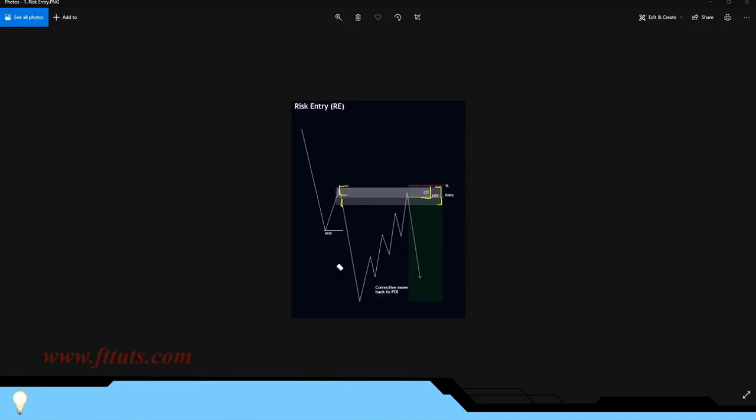It is also best used to approach a trade aggressively. So if your personality, as a trader or just as a person in general, is more aggressive in the way you approach your trading, a risk entry is named risk entry for a reason. You're entering on minimal confirmation, so it is best used to approach a trade aggressively.